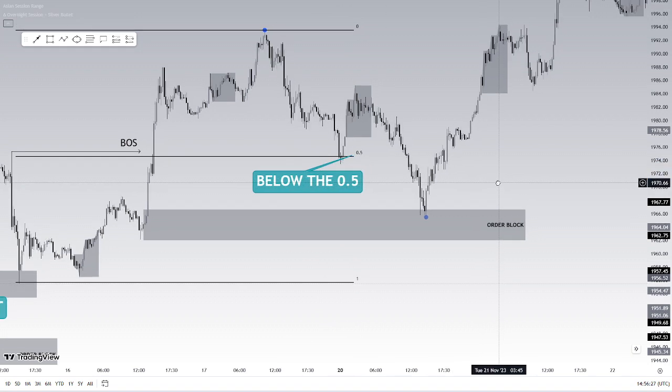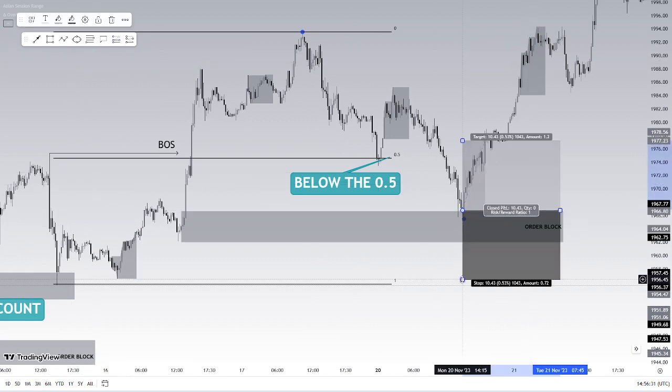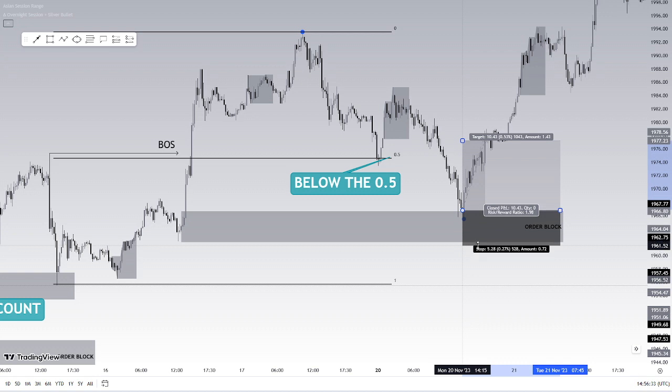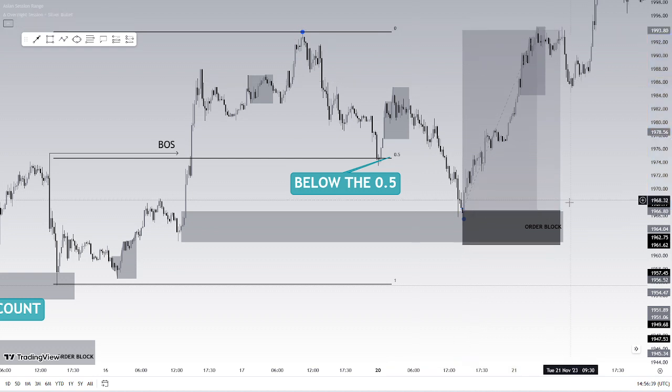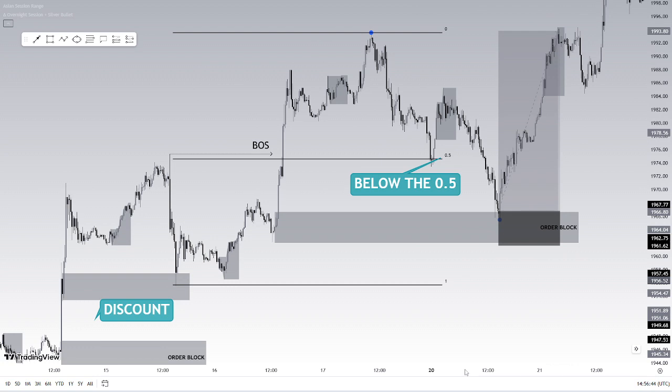Below the 0.5. So if you were trading just 15-minute entries, you would want to take something like this. You can have your stop loss just below the order block, and you can target either Asian highs or the previous structural high over here, giving us a beautiful 1 to 5 trade. So this is how you use the premium and discount tool to take buys, right?